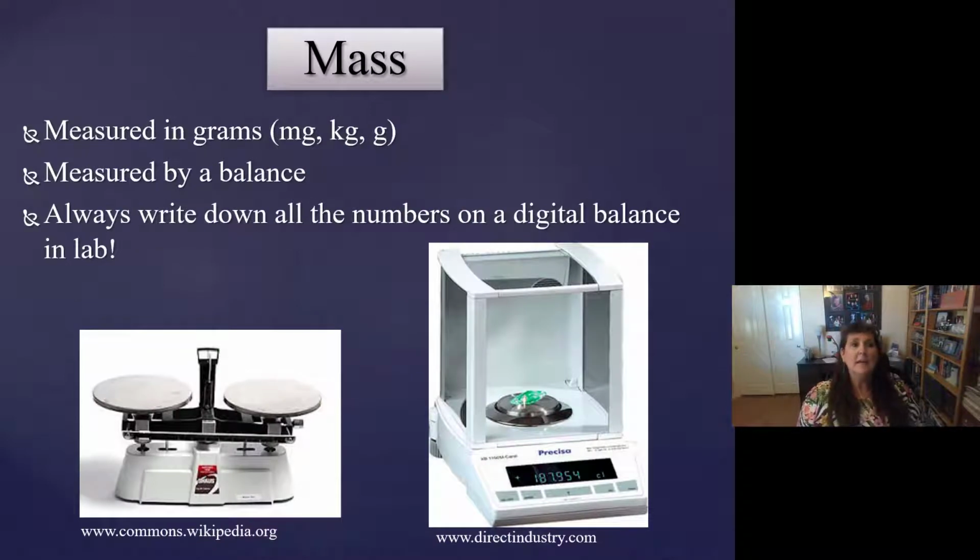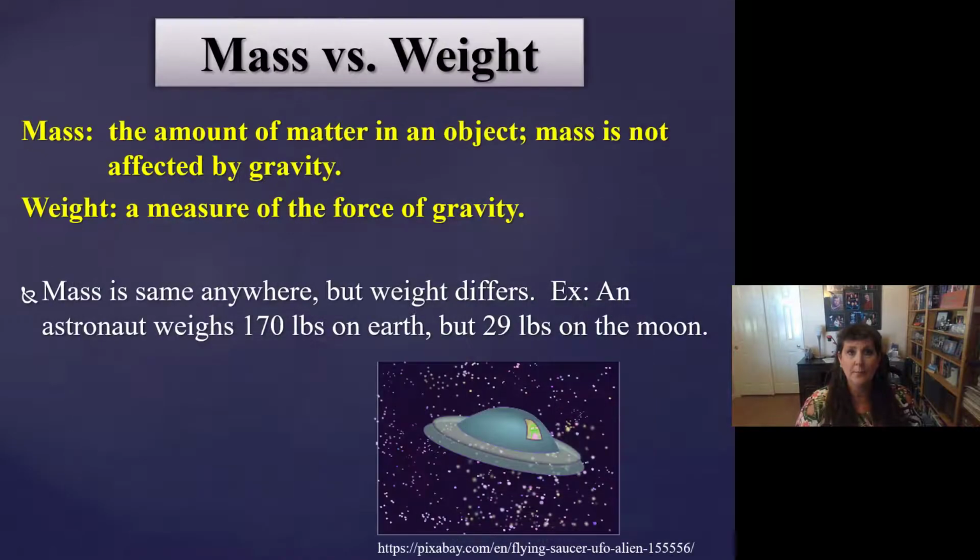Let's talk about mass. In the metric system, mass is measured in the units of grams. It can be little like milligrams or big like kilograms or just plain old grams, or nanograms, picograms, centigrams. Mass is measured by balances. You can have a triple beam balance or a digital balance. Now in lab, we have digital balances and you need to write down all the numbers. Always write down all the numbers for a digital balance. Even in the online lab course, we're going to have some mass readings and you need to record all the numbers for a digital balance. What's the difference between mass versus weight, by the way?